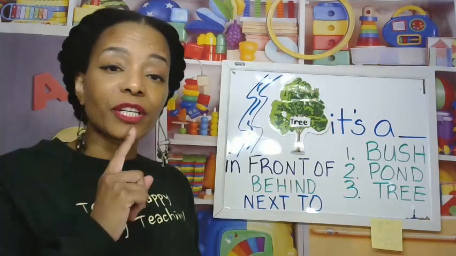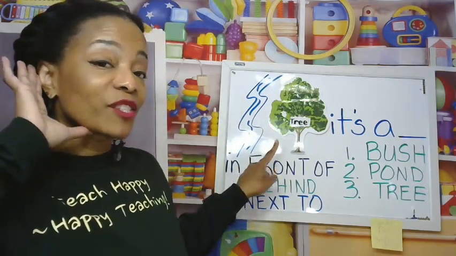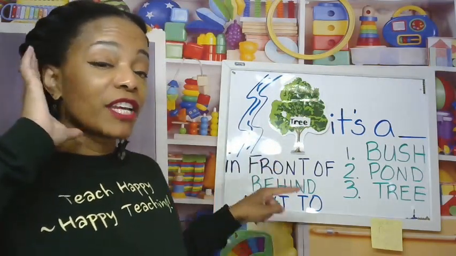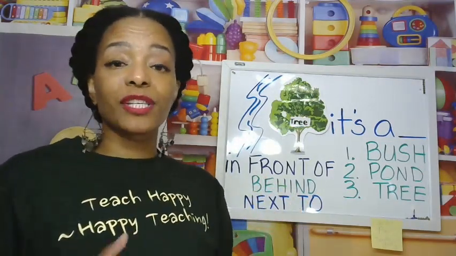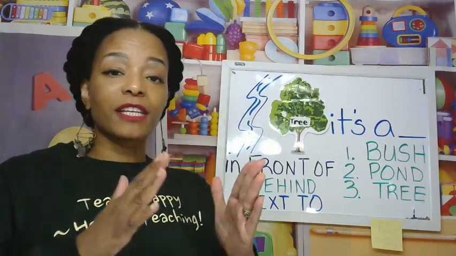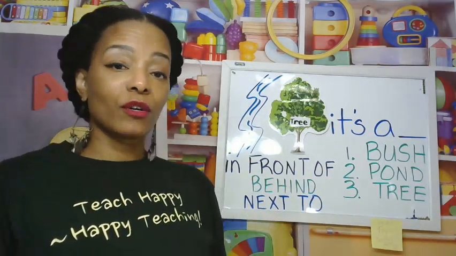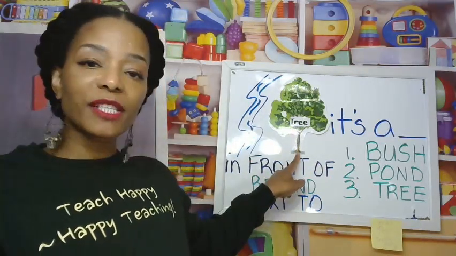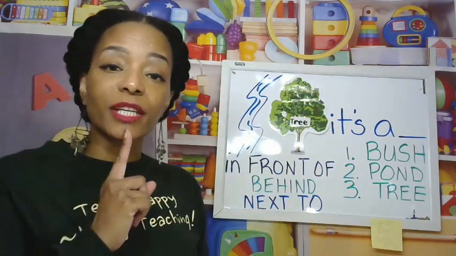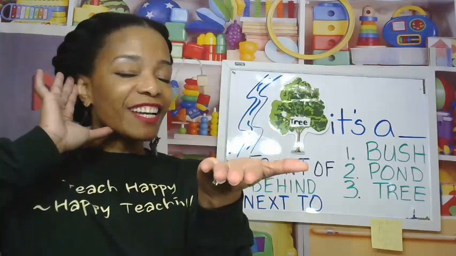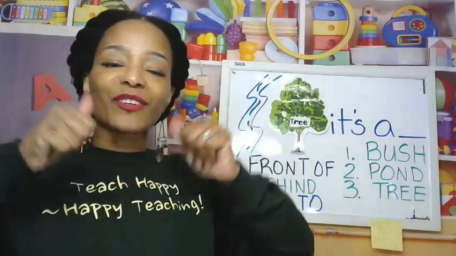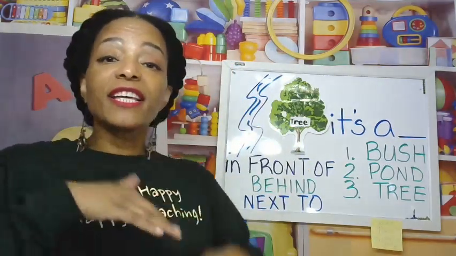Where is the tree? If they still say next to the river, here is where you would encourage a full sentence response by using scaffolding, which is simply helping your student along during the lesson. So I would say, where is the tree? The tree is next to the river. Great job. Where is the tree?